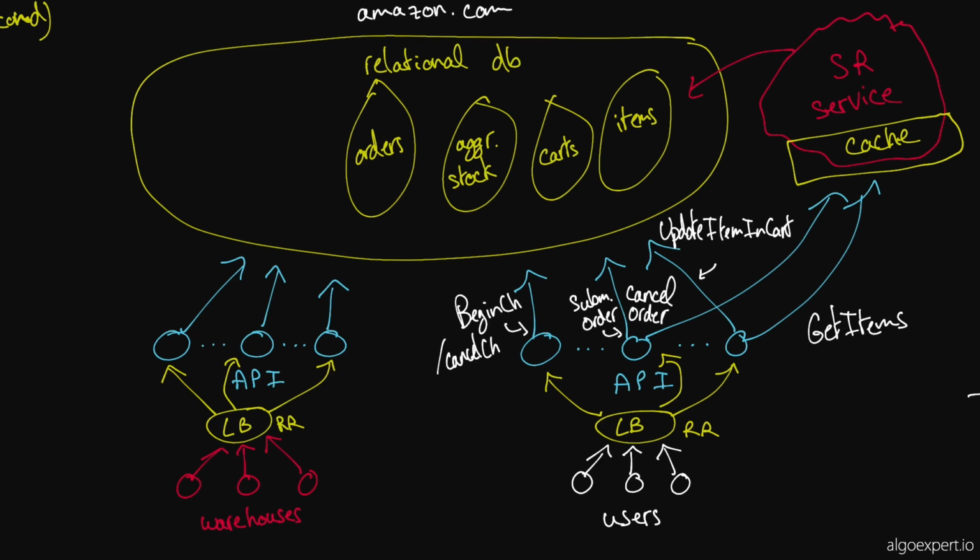Cancel order, what does it do? Well, cancel order probably deletes an order from the table, or probably doesn't delete it. It just sets the status to canceled because you want to keep track of orders. It can only be called if the order has not yet shipped.